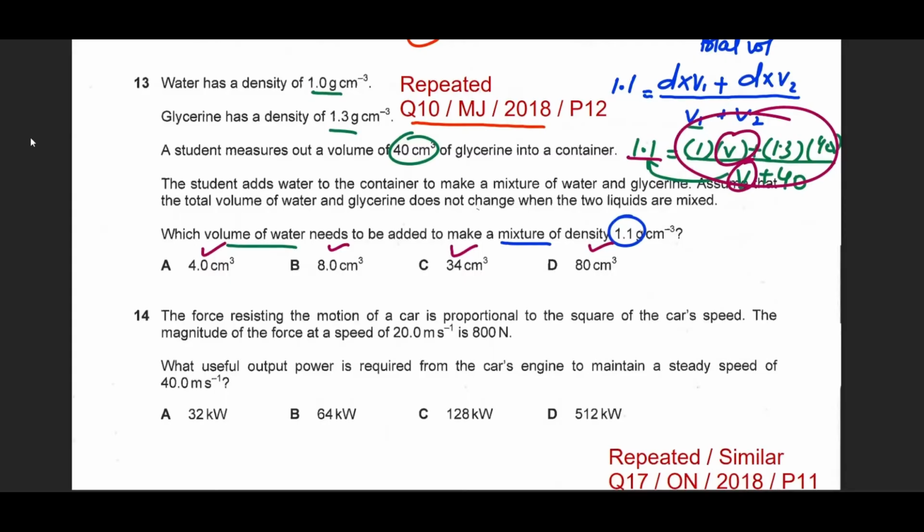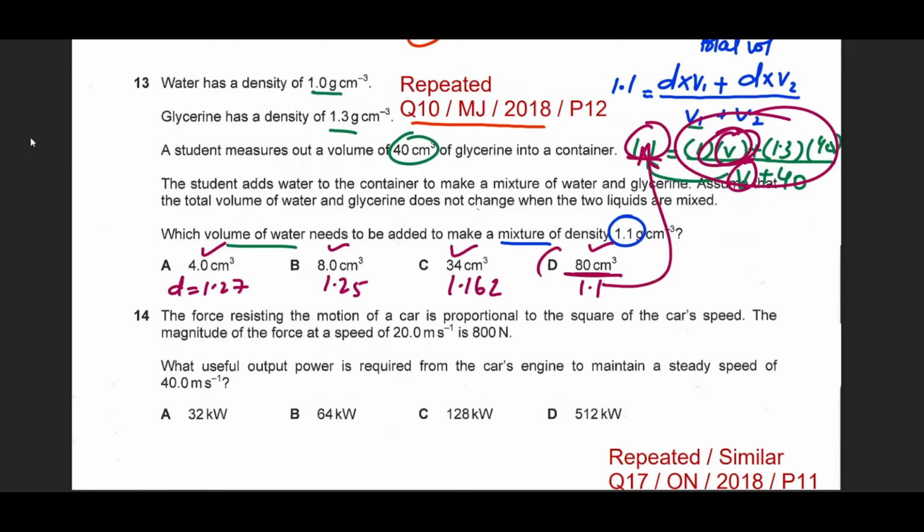So if we place option A, the density comes out as 1.27, which is wrong. It should be 1.1. If you place 8, this becomes 1.25. Again, wrong. 34 gives us 1.162. Again, close, but wrong. 80 gives you exactly 1.1. So when we get 1.1, it means that the value of V should have been 80.